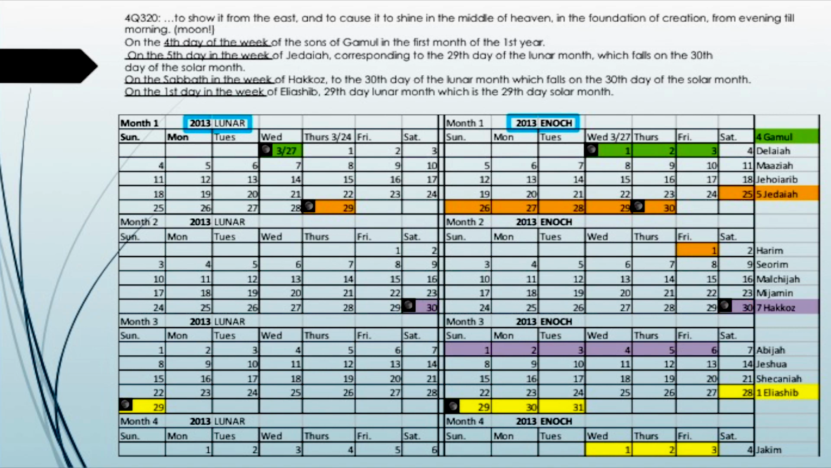Now to the next one, and on the 1st day in the week of Eliashib, which is the 29th day of the lunar month, see where the full moon is on the left side of the screen, the 29th day, which is the 29th day of the solar month. See where it is on day 1, 1 Eliashib, the 29th day of month 3.